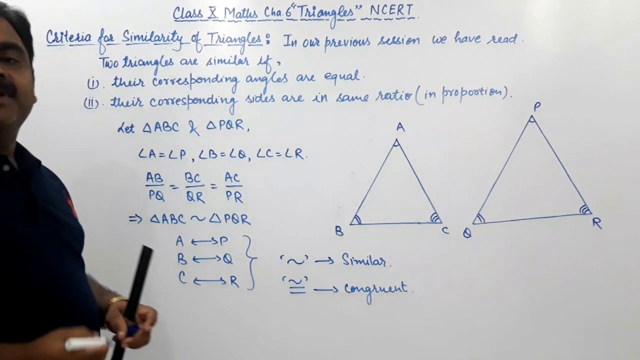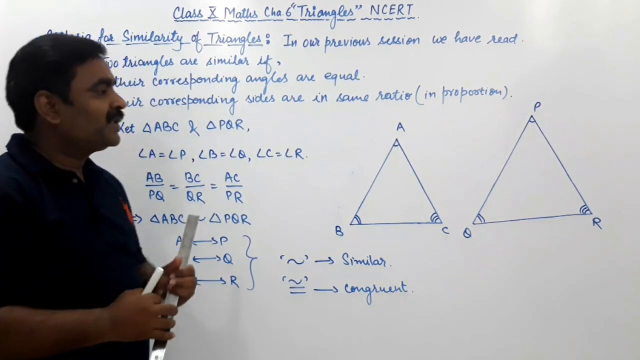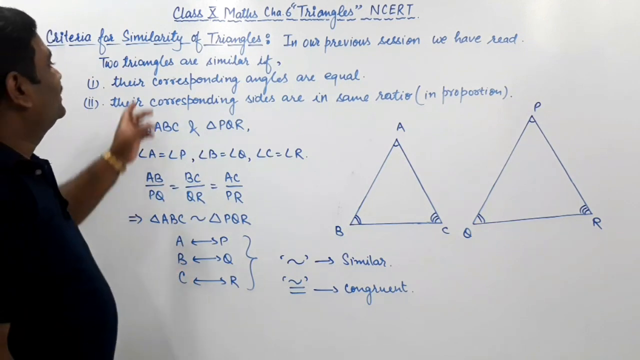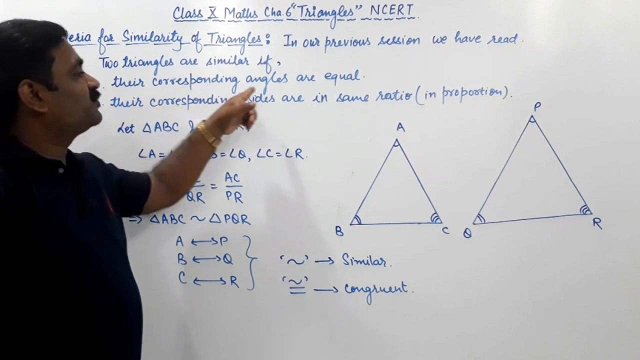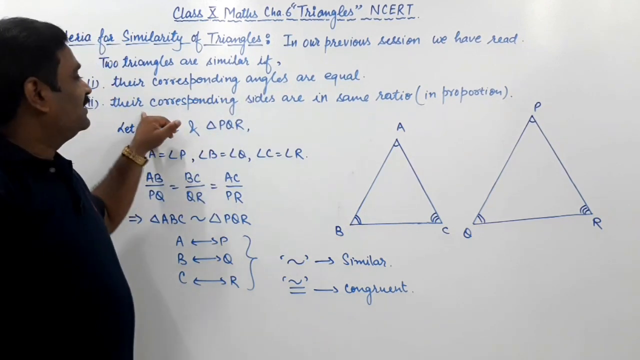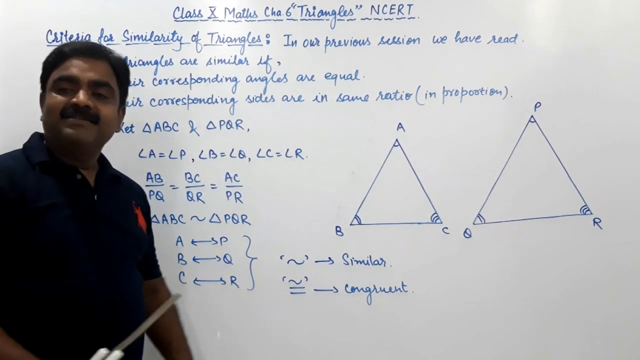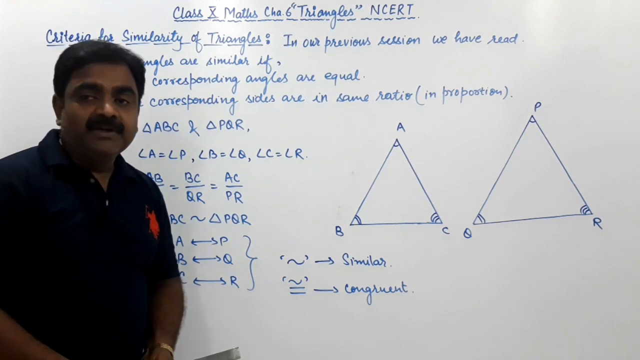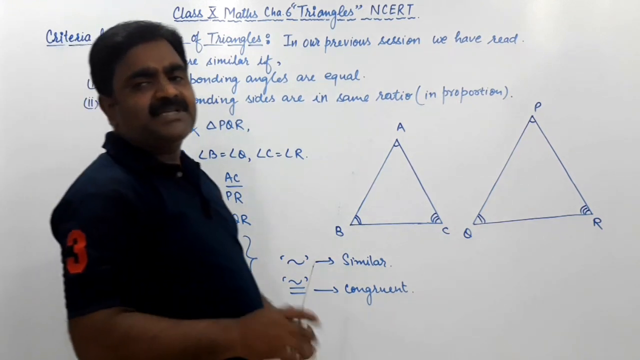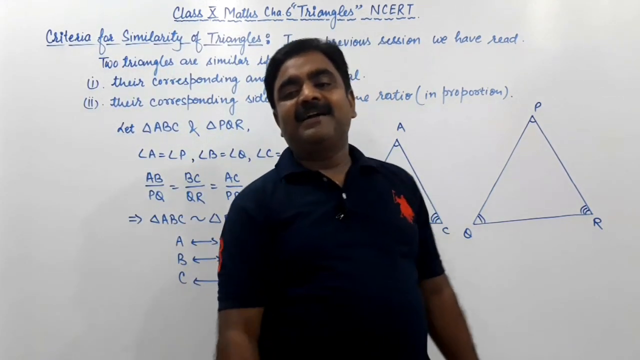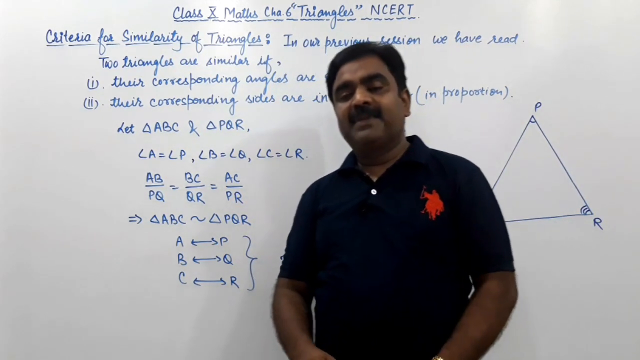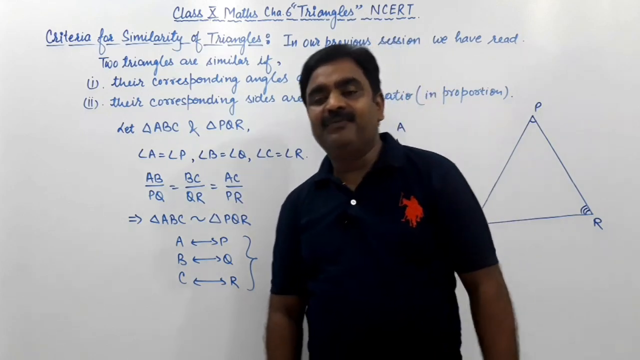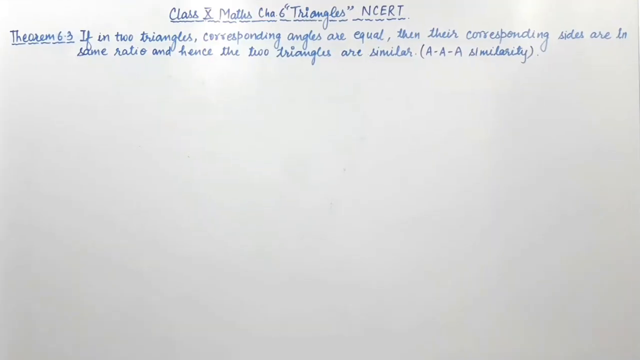Got it? Now you must have understood that two triangles are similar if their corresponding angles are equal and their corresponding sides are in the same ratio. Understood? So after studying it, let us start your theorem 6.3 and carry it forward, right?